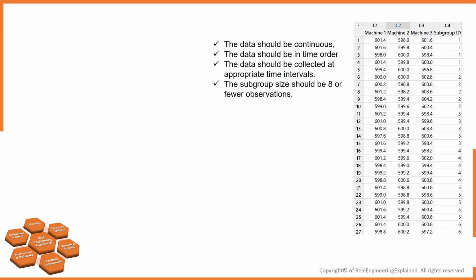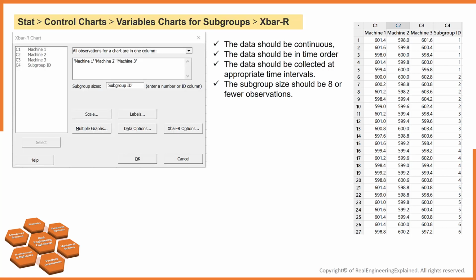We should collect data at equally spaced time intervals. For example, every hour, every shift, or every day. And finally, the subgroup size should be 8 or fewer observations. For subgroups that have 9 or more observations, it's better to use an Xbar S chart.